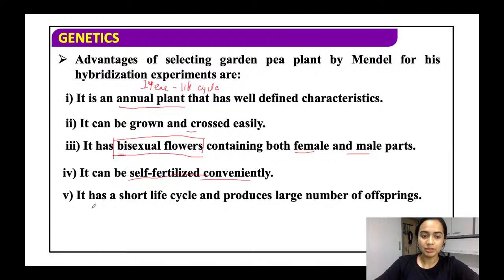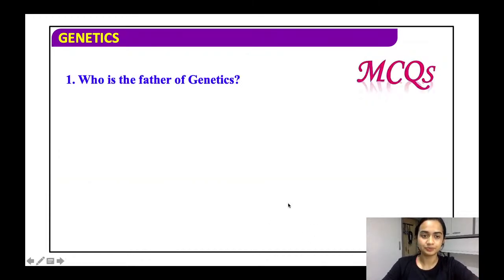And coming to a very important point, it has a short life cycle and it will produce a large number of offsprings. पी की लाइफ साइकिल जो होती है वो काफी छोटी होती है, क्योंकि वो एक एनुअल प्लांट है, तो वो 1 ईयर के अंदर ही अंदर अपनी फ्रूटिंग भी दे देगी। और एक और एडवांटेज ये है कि ये लार्ज नंबर ऑफ ऑफस्प्रिंग्स प्रोड्यूस करती है। So just a quick few questions.